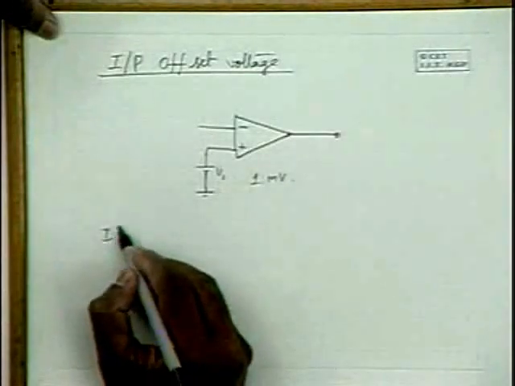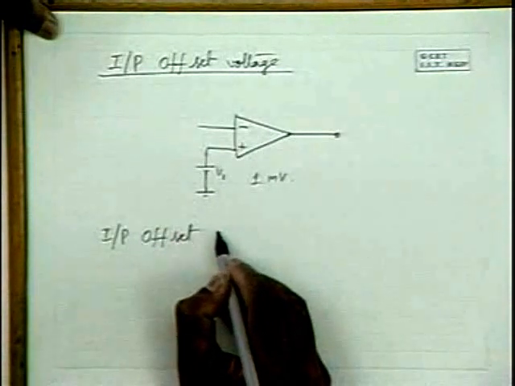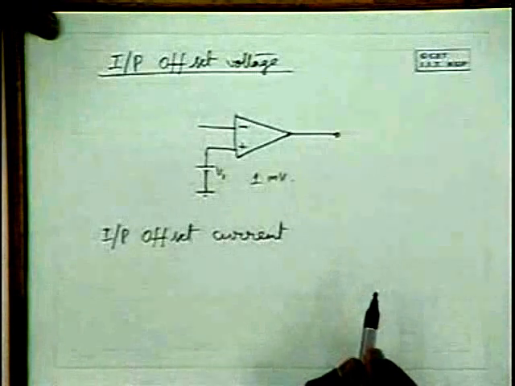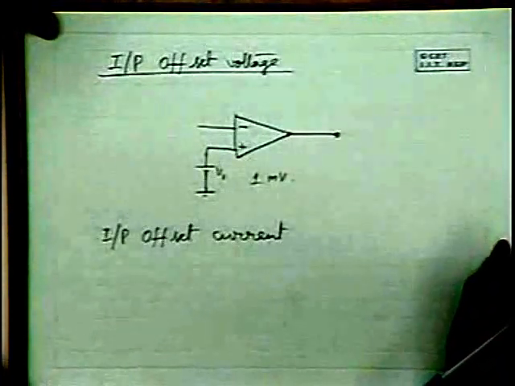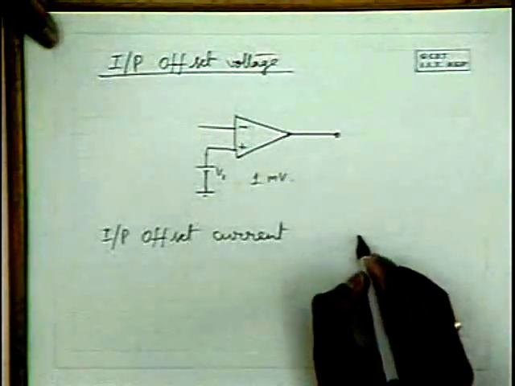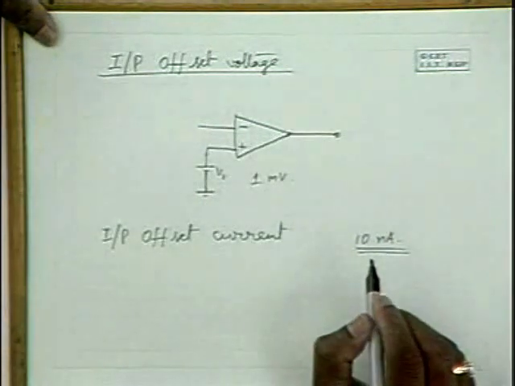Similarly, for an input offset current, the current that is required to be applied to balance the amplifier is known as the input offset current. This is of the order of 10 nanoamperes. This is primarily because of the difference in the biasing currents and also other differences in the two transistors at the input.